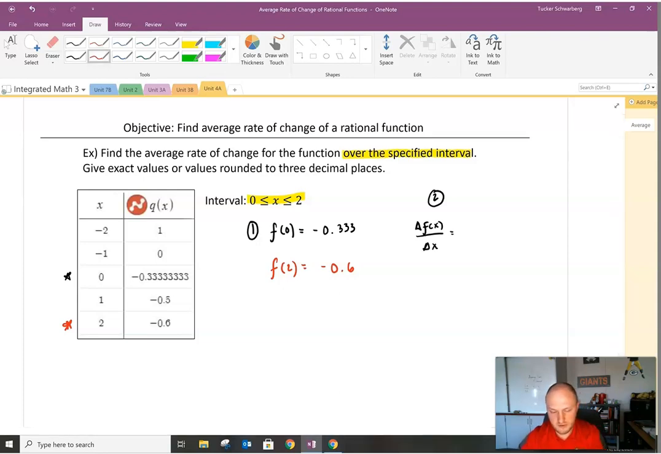Okay, so now step 2, if I'm calculating average rate of change, delta f of x over delta x is going to be equal to my f of 2 value minus f of 0 over 2 minus 0. So a lot of that first computational part is gone. That makes this part really, really straightforward and simple. So if I plug this in, we get -0.6 minus -0.333, all over 2 minus 0. That's going to give us a 2. So again, 2 negatives make a positive.